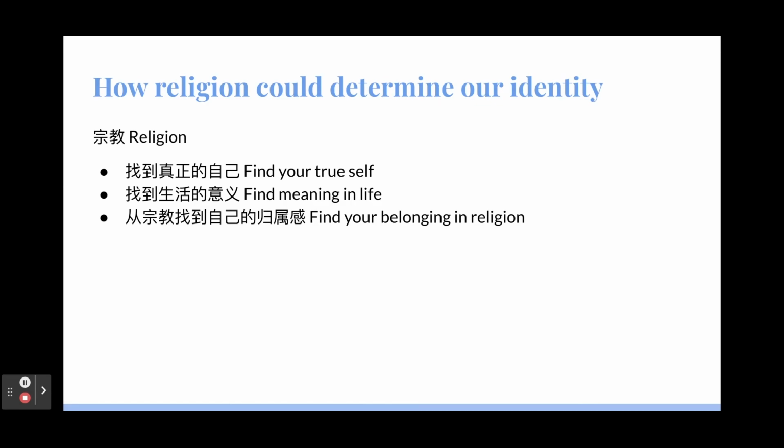And the third point I said was you could find your belonging in religion. So some people don't feel a sense of belonging to a group. So by following a religion, they could feel that they belong to a group. So in Chinese, you'd say 从宗教找到自己的归属感. 归属感 was a vocabulary word I mentioned before, which means a sense of belonging. So 从宗教找到自己的归属感 basically means find your belonging in religion.